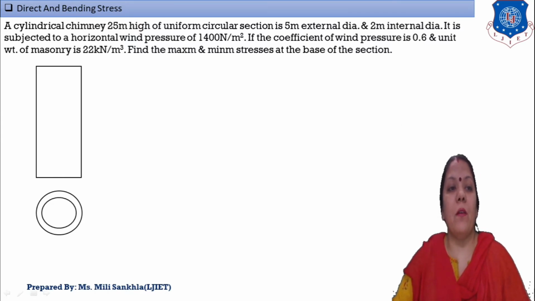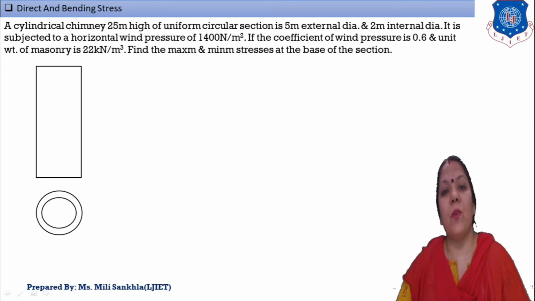Here, a cylindrical chimney 25 meter in height, of uniform circular section, with 5 meter external diameter and 2 meter internal diameter, is subjected to horizontal wind pressure of 1400 Newton per meter square. If the coefficient of wind pressure is 0.6 and the unit weight of masonry is 22 kilonewton per meter cube, find the maximum and minimum stresses at the base of the section.